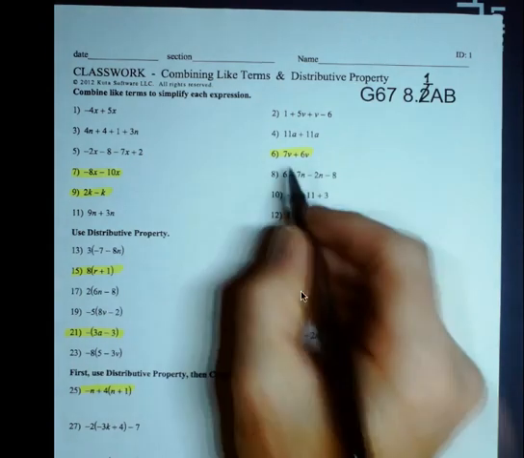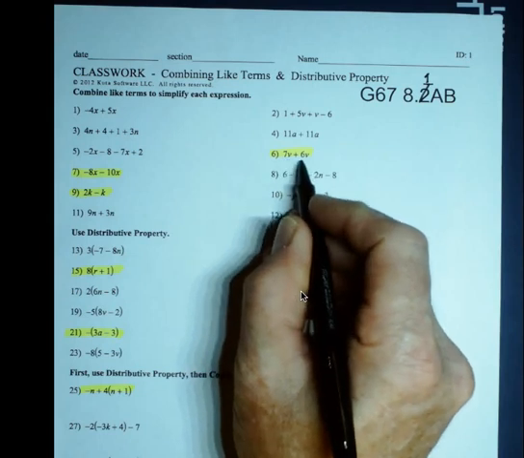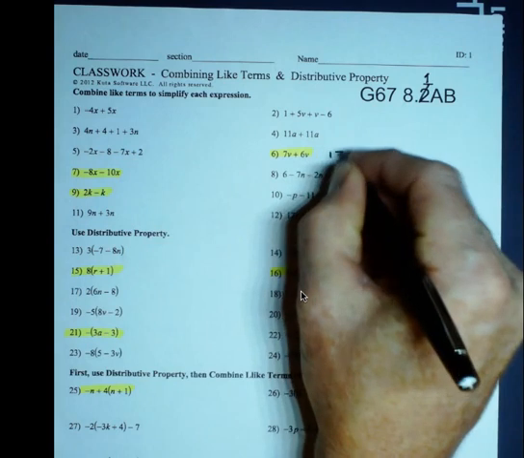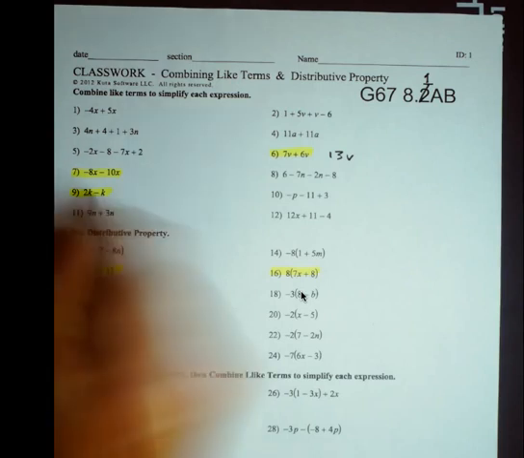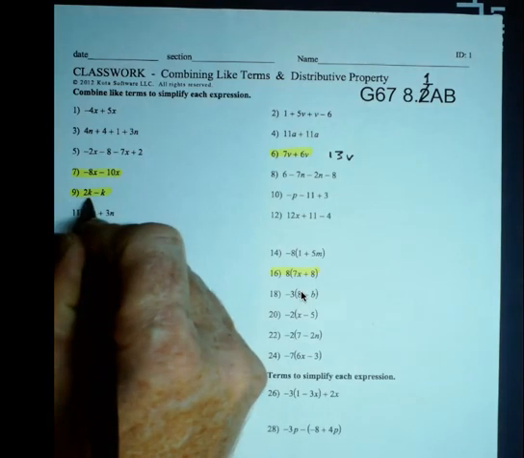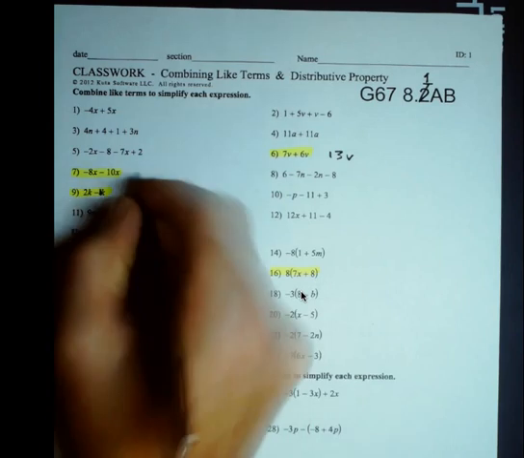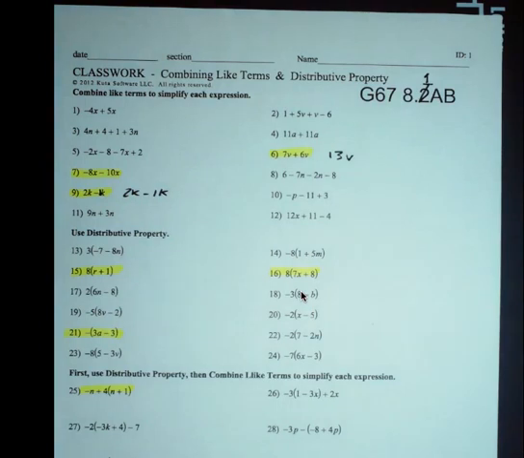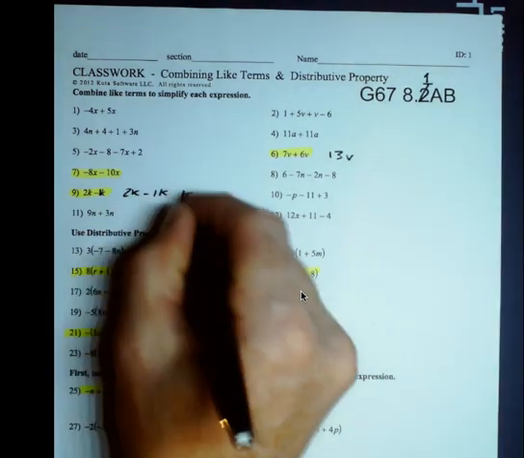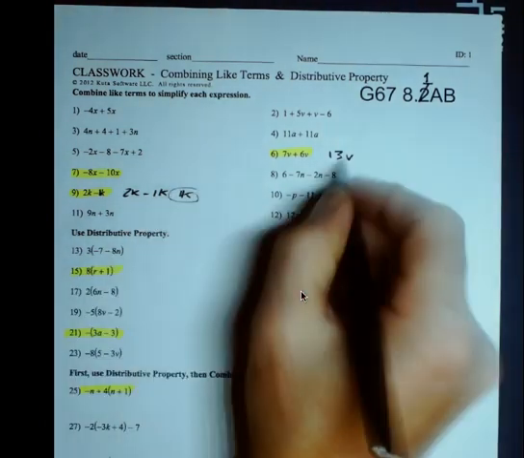Okay, combining like terms. Here we have 7V plus 6V. All you need to do is add those numbers, 7 plus 6, and that's 13. And it's actually 13V because you have 7V's and you have 6V's. So therefore, it's 13V. Take a look at this one. You have 2K minus 1K. Well, you've simply got a K left over, or 1K. However you want to put it. Either way is fine with me.